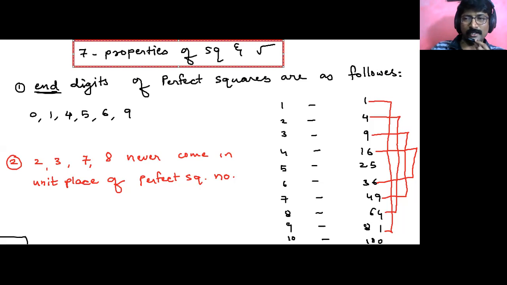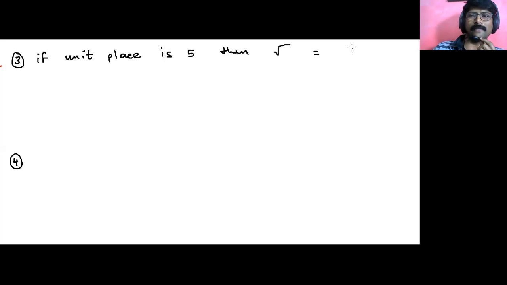Let's move ahead with the next 2 properties, guys. What are property numbers 3 and 4? Very simple. Look at this. Property number 3 and 4. If the unit place is 5, then the square root always ends with 5.